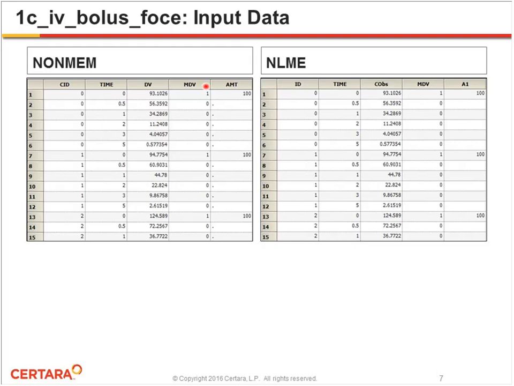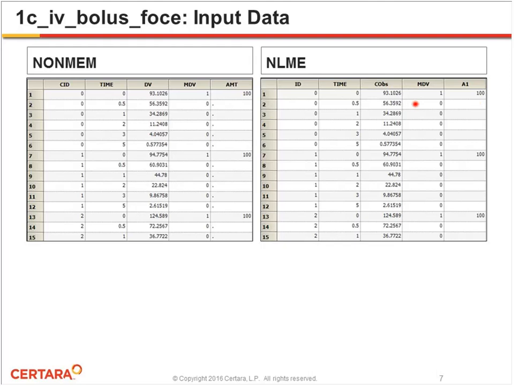What you see here is an MDV column in both inputs. That means a missing data value. These are essentially the dosing records. And a value for MDV equals 1 means omit this concentration value. NLME ignores this record, except for the dosing part, obviously. NONMEM behaves a bit differently, as it sets dependent and predicted values for this time point to 0.